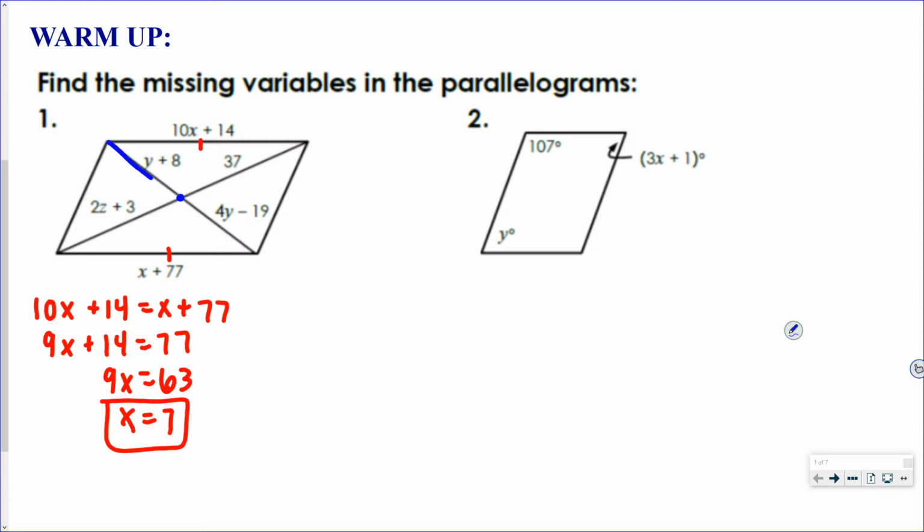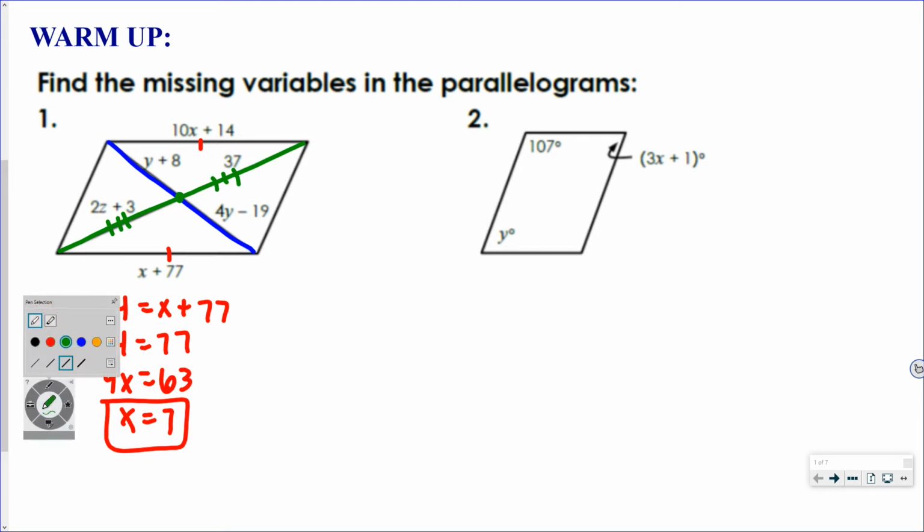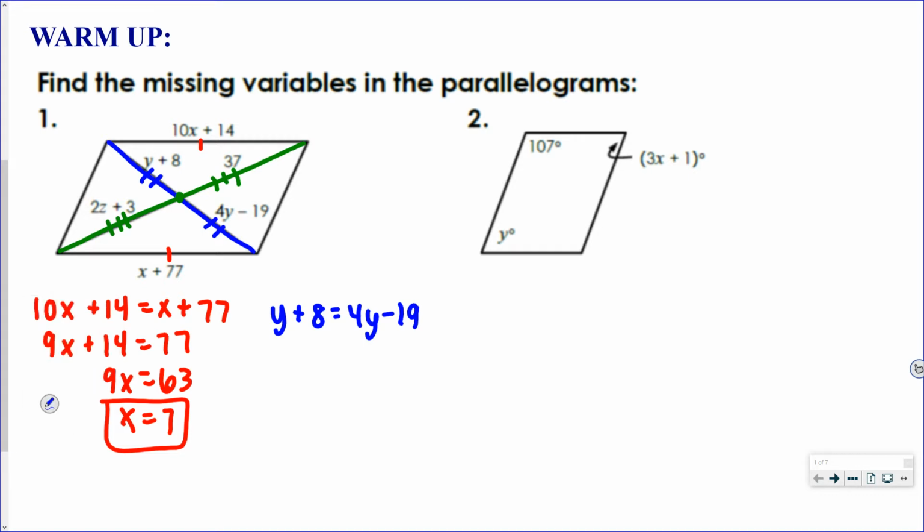So here's my blue diagonal. Here's my green. The two diagonals here. And I know they bisect each other, or like Alejandro said, they meet at the midpoint. So I know those two pieces are going to be congruent, and same on my blue. I know the y plus 8 is going to be congruent to the 4y minus 19. So if you do that, I got y to be 9.